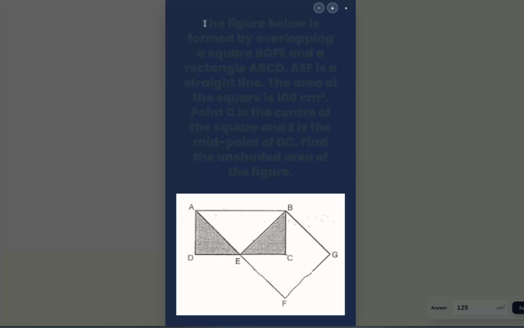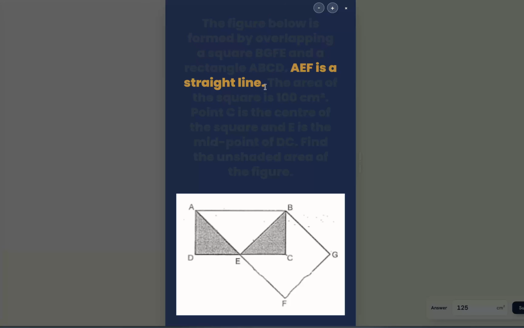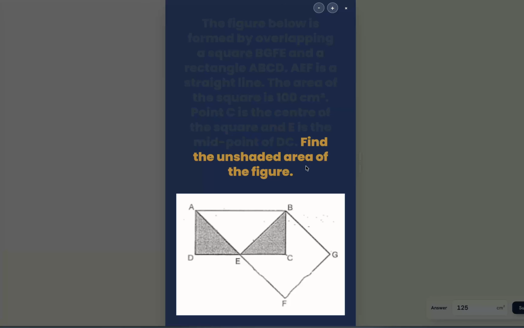Question number 3. The figure below is formed by overlapping a square BGFE and the rectangle ABCD. AEF is a straight line. The area of the square is 100 centimeters square. Point C is the center of the square and E is the midpoint of DC. Find the unshaded area of the figure.